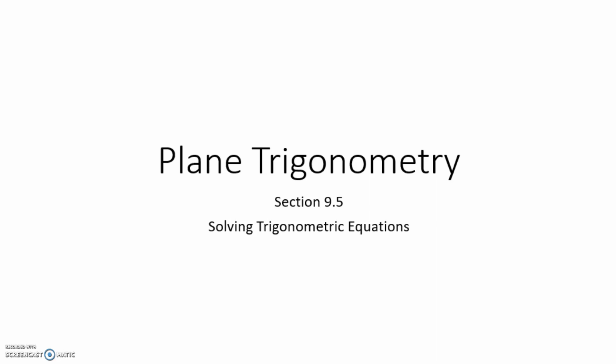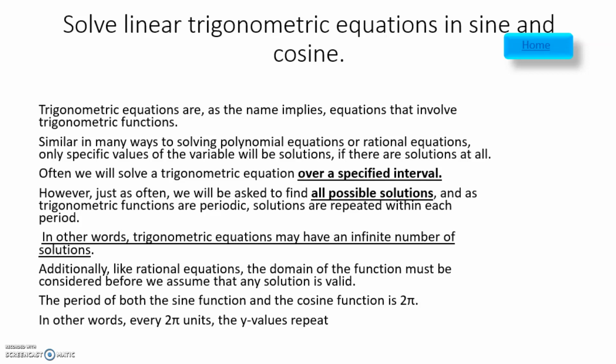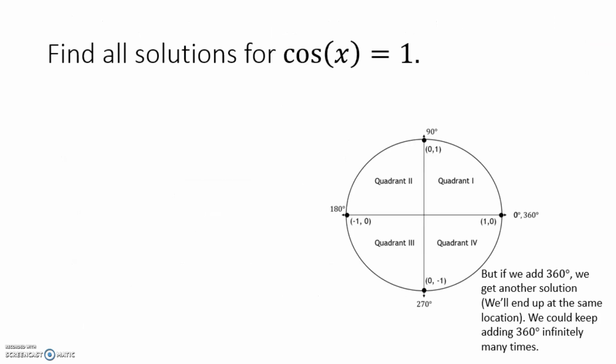Alright, in section 9.5, we're going to look at solving trig equations. We're going to have two cases. It's going to be over a particular interval, or it's just going to say find all possible solutions, and it won't give you an interval. So if it's not over an interval, then you could have an infinite number of solutions, and I'll show you what that looks like. If we look at cosine of x equals 1.